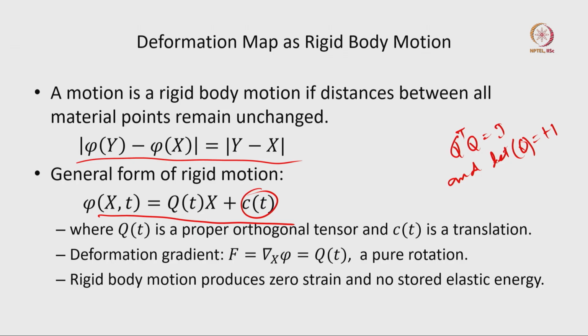What is the deformation gradient in this case? It is just Q(t). If you take the gradient with respect to capital X, then you just get F equal to Q(t), which is a pure rotation.